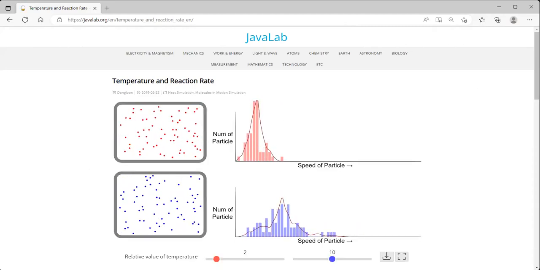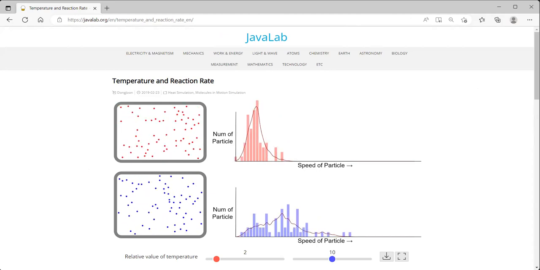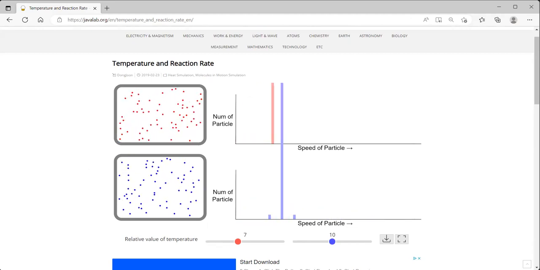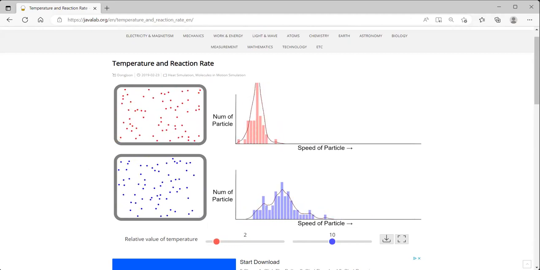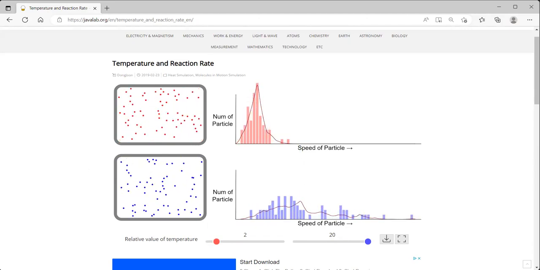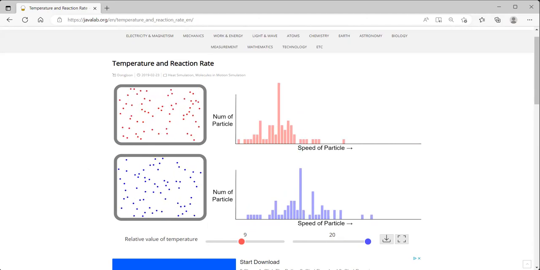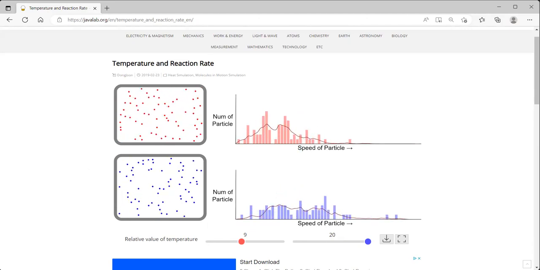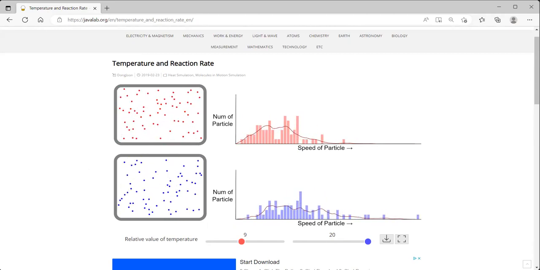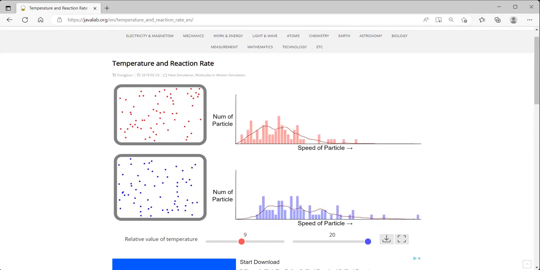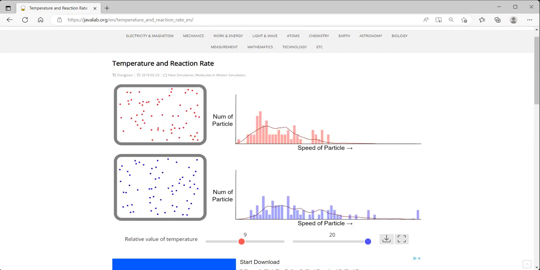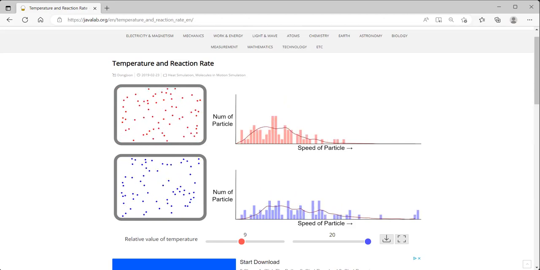So we have two distributions. The red one is at lower temperature. The higher the number here, the higher the temperature. So 20 means much higher temperature, and let's say 9. You see that when you increase the temperature scale, the speed increases. The molecules are moving more quickly than earlier.